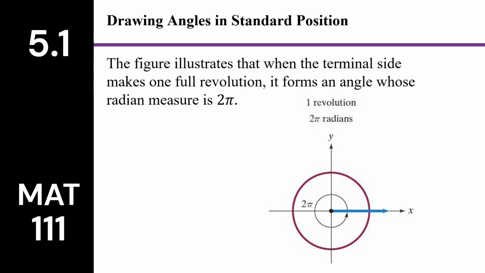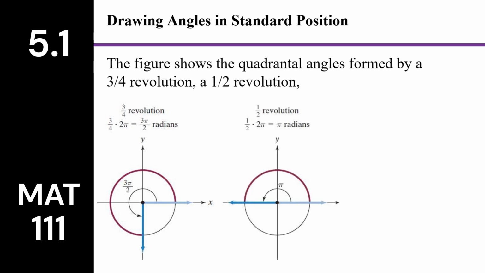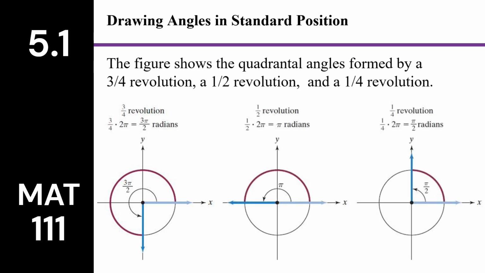This figure illustrates that when the terminal side makes one full revolution, it forms an angle whose radian measure is 2 pi. Here we see 3/4 of a revolution, 1/2 of a revolution, and 1/4 of a revolution.